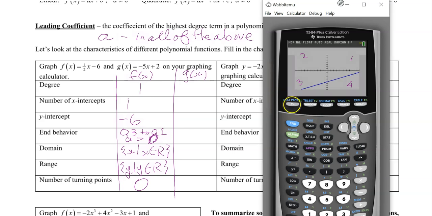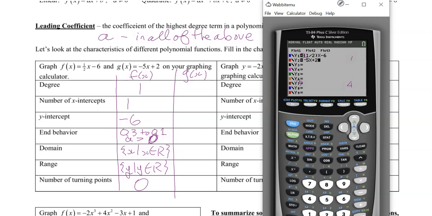Let's go do graph 2. So that is negative 5x plus 2. So you want the negative, that's down here in parentheses down underneath 3 in the integer key. This is the subtraction operation. So if you go minus here, it's not going to know what you're talking about. So you're trying to subtract from something, but you haven't given me anything. So I want negative 5, okay, x plus 2.